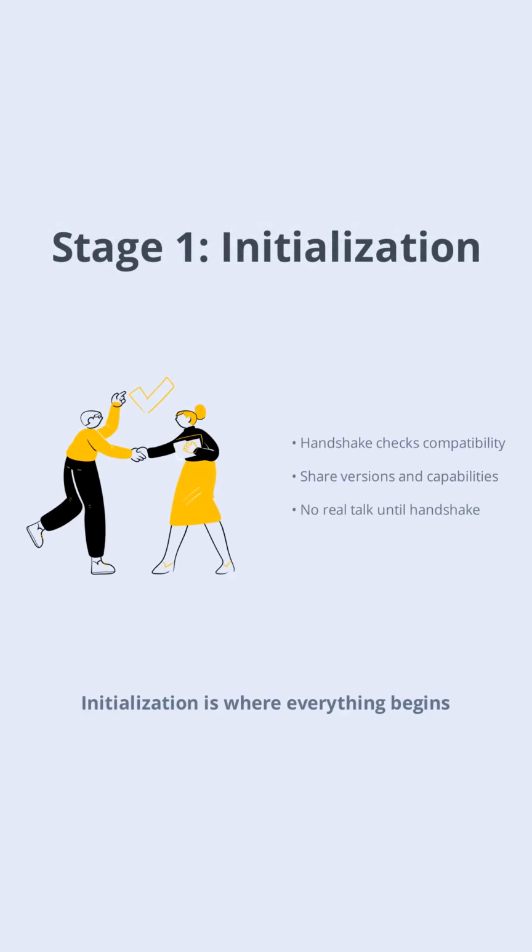Initialization is where everything begins. The client and server first check if they're using the same MCP version and share what they're capable of. This is called the handshake. For example, the client might say, "Here's my version and what I can do." The server replies with its own version and abilities. Only when both sides agree, the connection is confirmed and real communication can start.